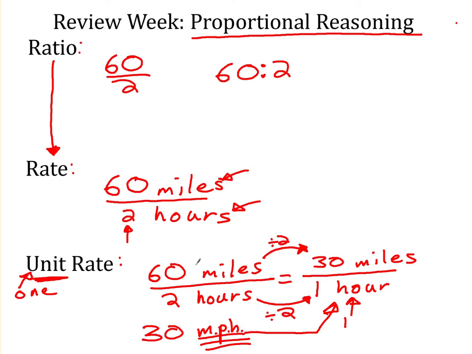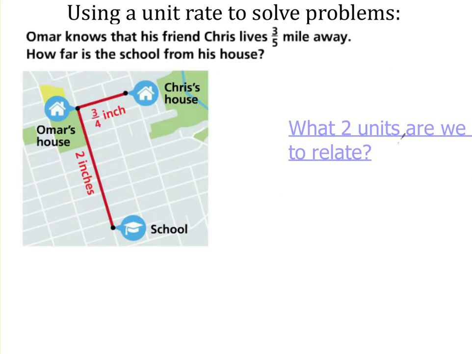So we got our basic definition now. Let's take a look at a problem where we have to use a unit rate to solve a problem. So we're going to look at this problem. We got Omar knows his friend Chris lives 3/5 miles away. So we look at all of these quantities. We got 3/4 inch, 2 inches, and we have to say, well, what the heck does that mean? So essentially what they're saying is if you have a map, of course this map isn't going to span to scale. So of course, Omar doesn't live in a tiny miniature house next to Chris that's only 3/4 inches apart.